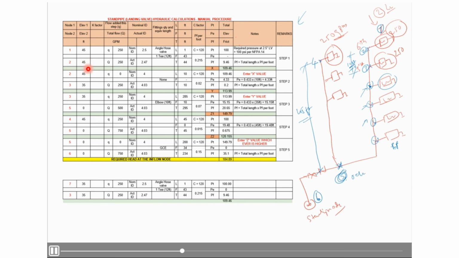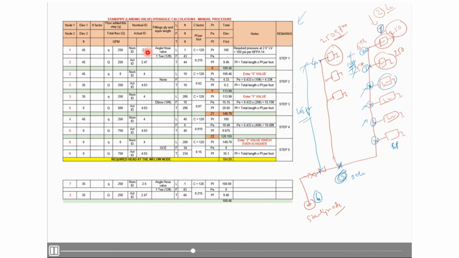So coming back to our particular topic here, the elevation one is at 45 feet. See, our first point is at 45 feet from 0 level. So 45 I mentioned, and elevation 2 will be the second point. Where is this node 2? It is also on the same elevation, so we have mentioned 45. Small q, since for 2.5-inch hose valves we need 250 GPM, so I mentioned 250 GPM is our requirement.